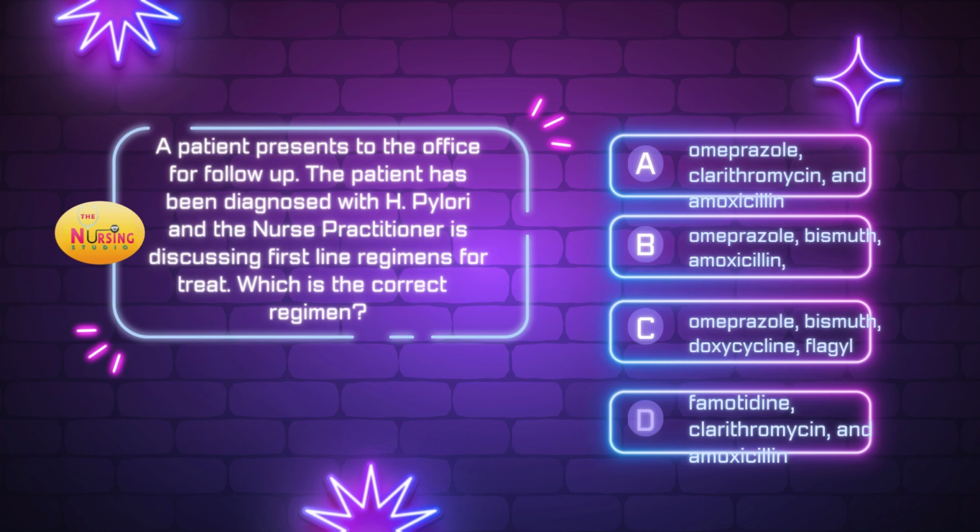All right, stem of the question is, which is the correct regimen? We're talking about treatment here, so we need to know what the diagnosis is. They already provided it, letting us know that the patient has been diagnosed with H. pylori. So understanding the first line treatment for this. So first line treatment for it, I always say Prevpack. That's how I always learned it.